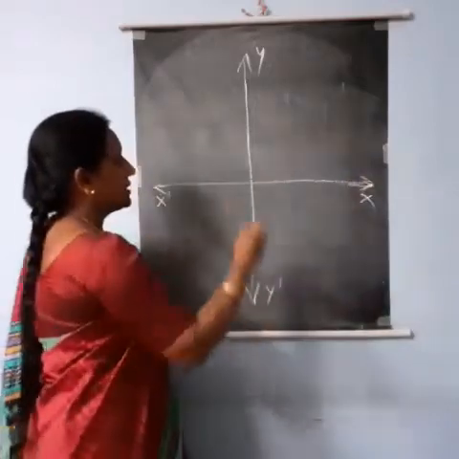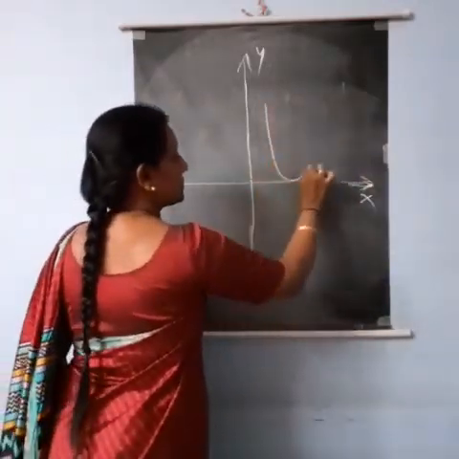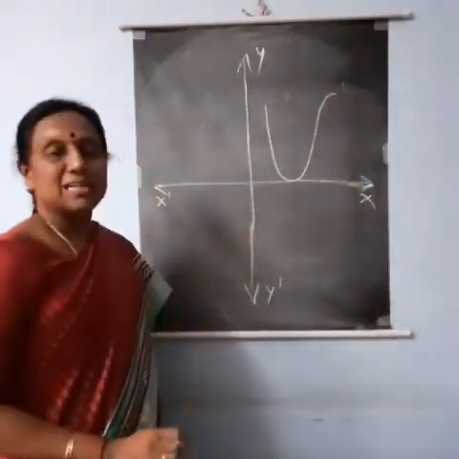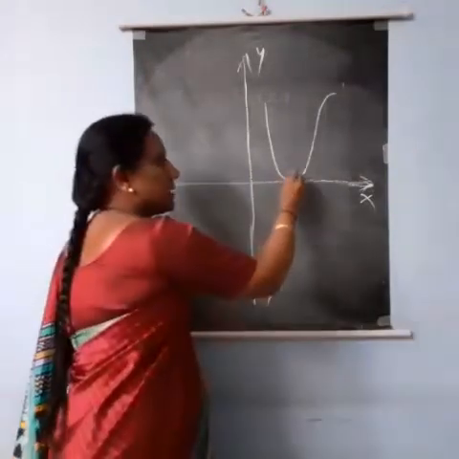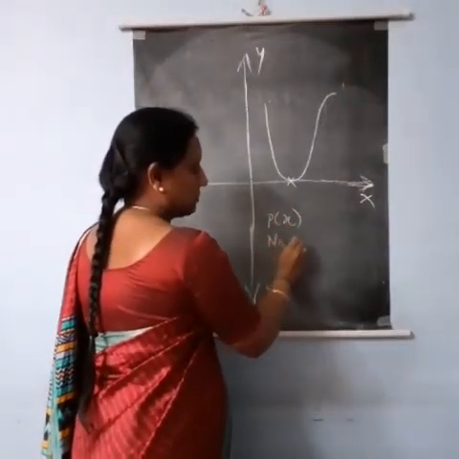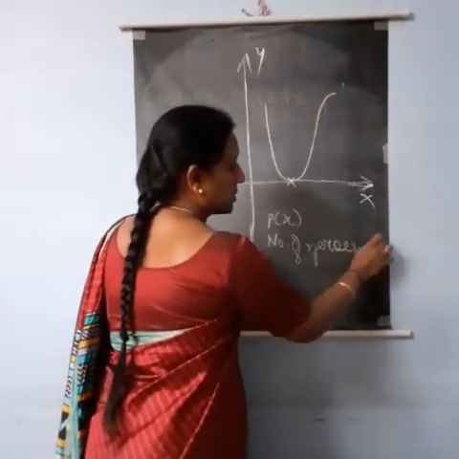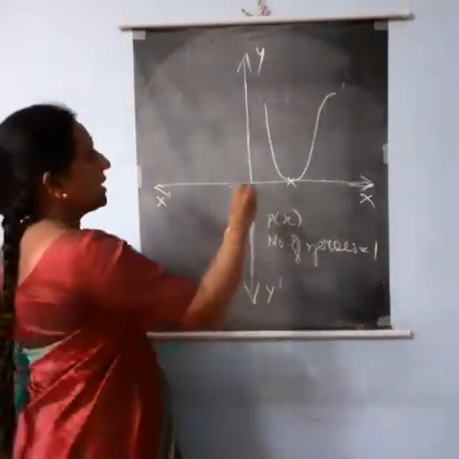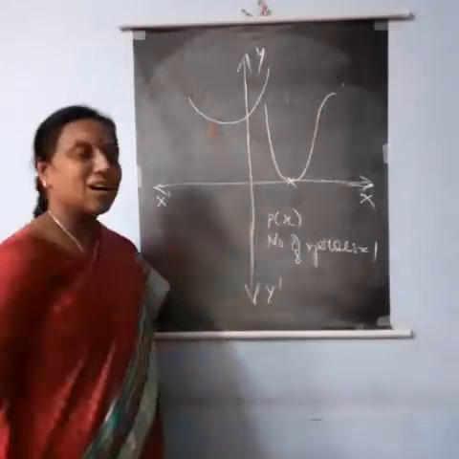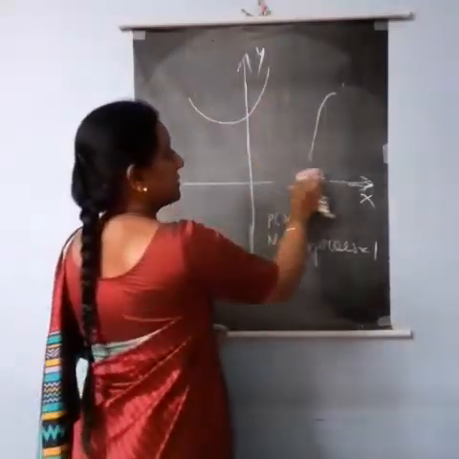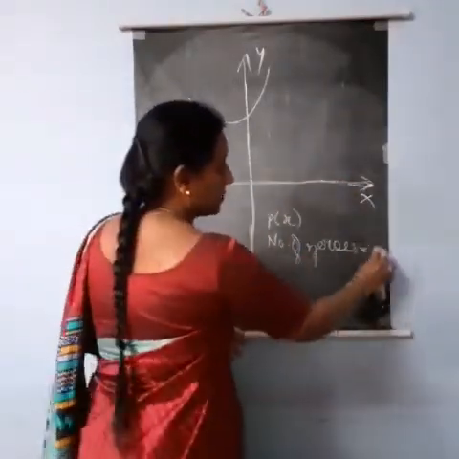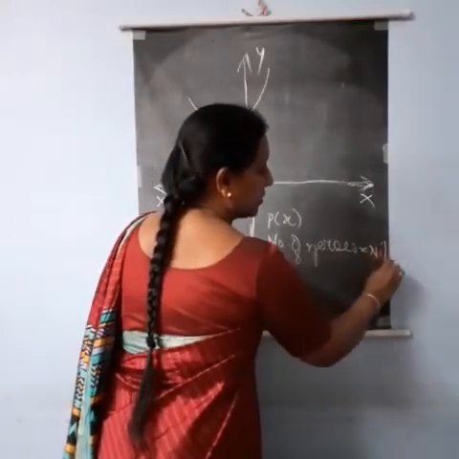See, supposing we have a curve like this. Now, how many times is this curve cutting the x-axis? In 1 point. So this p of x will have how many zeros? The number of zeros is equal to 1. Now supposing I have a curve like this. This p of x, how many zeros will it have? If you see, it is not going to cut the x-axis at all. So the number of zeros of this will be equal to nil or 0.